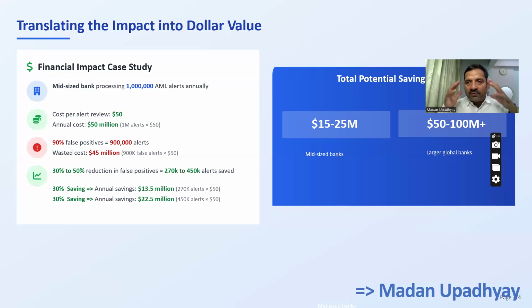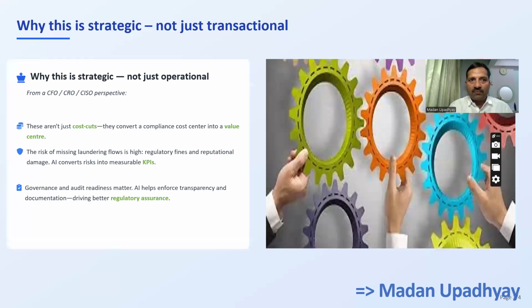That's how we have to visualize the problem. 90% is the false positive. If you can bring it down to 30%, this much is the saving. If you bring it down to 50%, $22.5 million is the saving. So why is this strategic? It's not only cost cutting, it's value. From the GCC perspective, it's becoming a value generator.